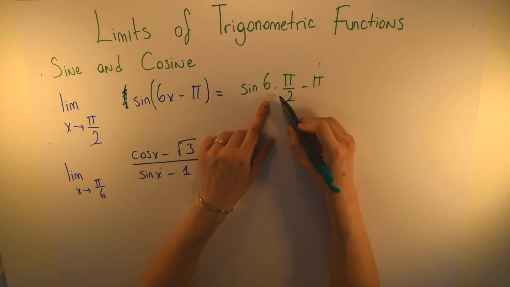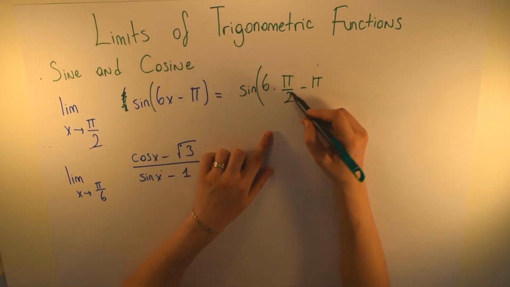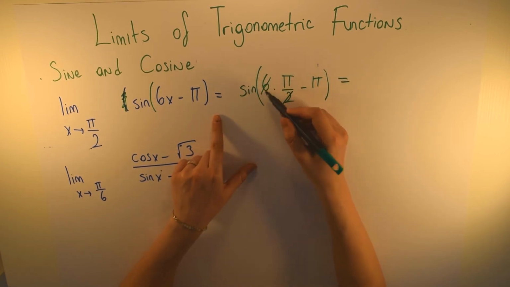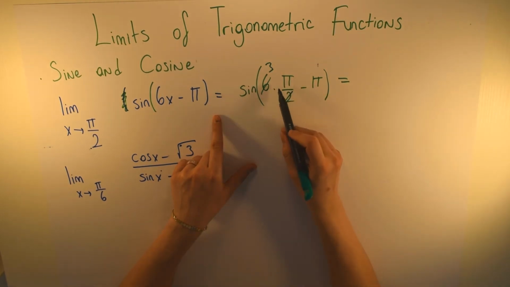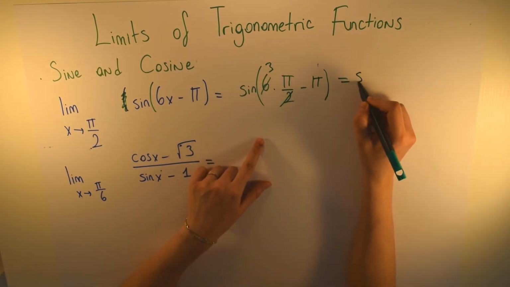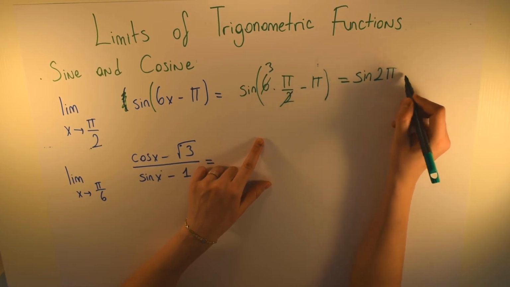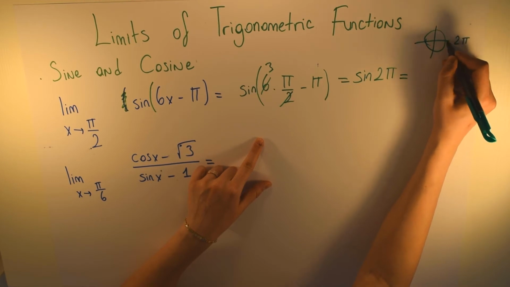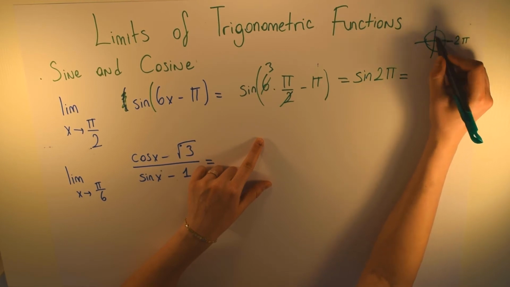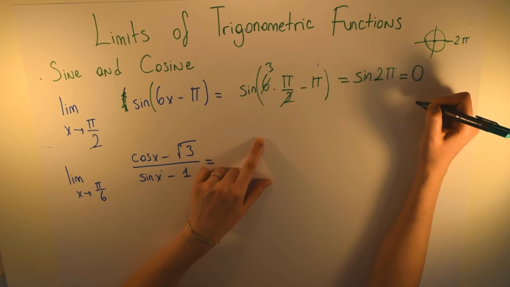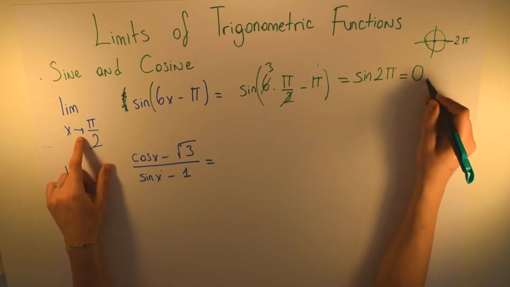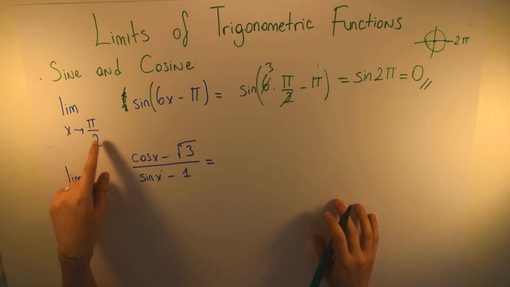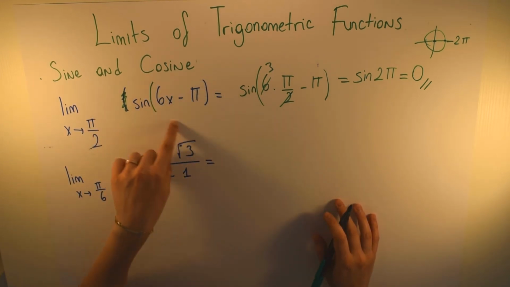Here we have sine of 6 times pi over 2, in parentheses, minus pi. From here we simplify and we have 3 pi minus pi. It is sine 2 pi, right? And sine 2 pi, when I draw my unit circle, 2 pi is here and its sine is equal to 0, right? So it means this limit is equal to 0. As you can see, it's very simple. You just take this value and put it in the given expression.